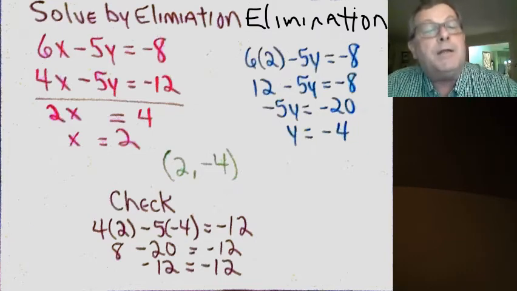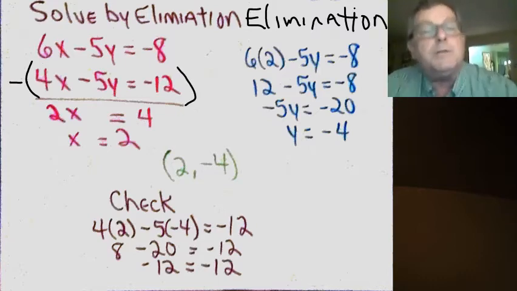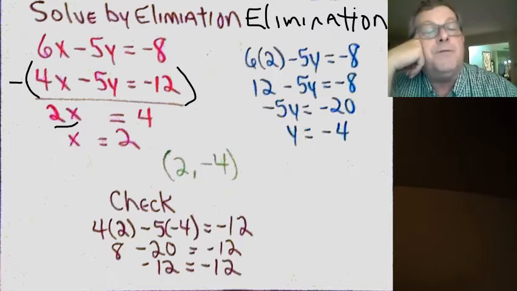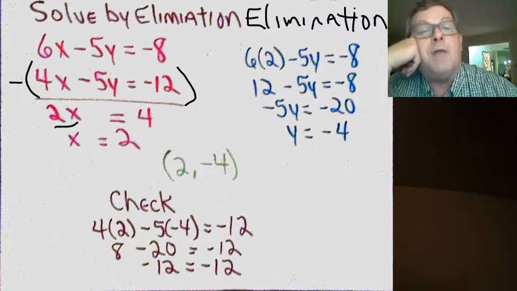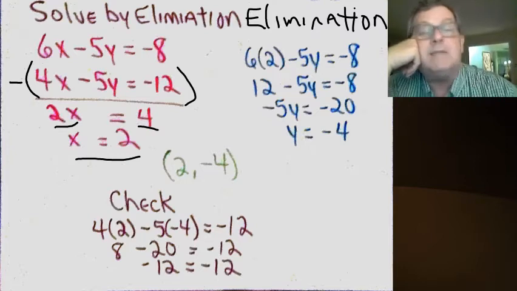And I'm looking here and I say, if I just subtract these two equations, I'm going to eliminate the y variable. And so that's what we're going to do. So I've got 6x minus 4x gives me 2x. Minus 5y minus minus 5y is plus 5y. So I've got minus 5y plus 5y equals 0. And I've got minus 8 minus minus 12, which is plus 12, is going to give me 4. We're going to divide both sides by 2, and x is equal to 2.